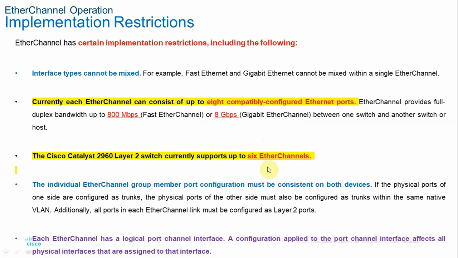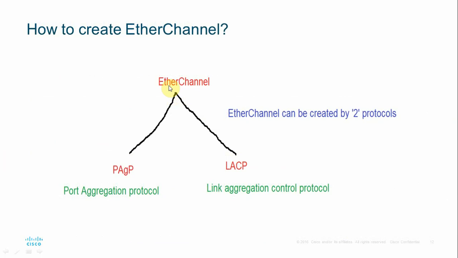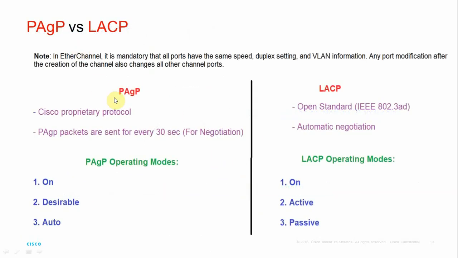Okay, the EtherChannel can be created by using two protocols: PAgP, Port Aggregation Protocol, and LACP, Link Aggregation Control Protocol. What is the difference? PAgP is a Cisco proprietary protocol, developed by Cisco and used for Cisco devices only. LACP is an open standard, 802.3ad, which can be used on any network device, not only Cisco; you can use it in Huawei and others.